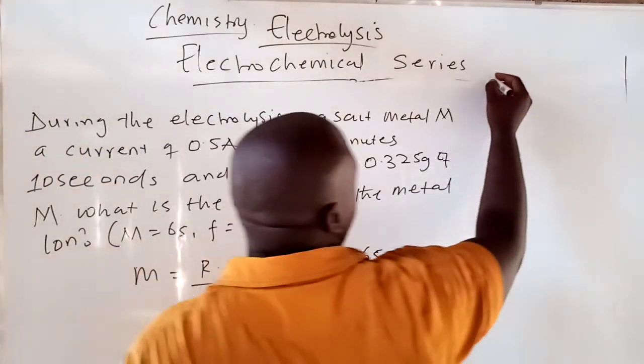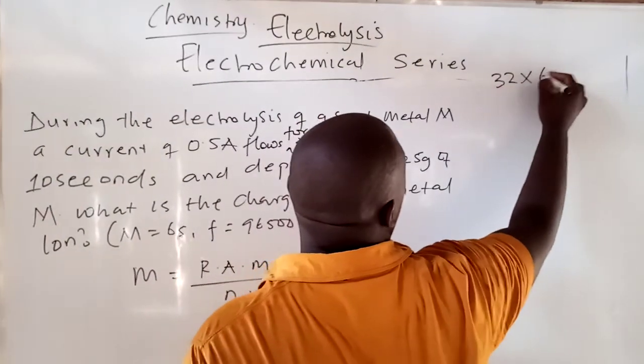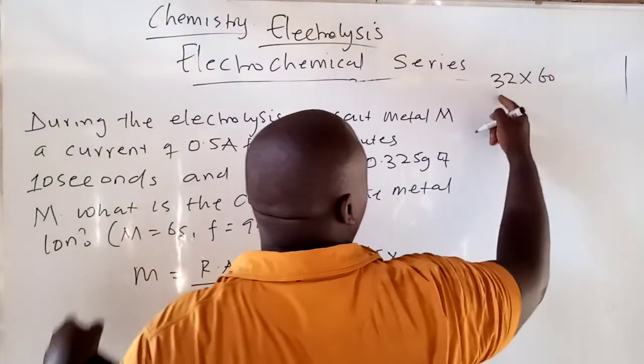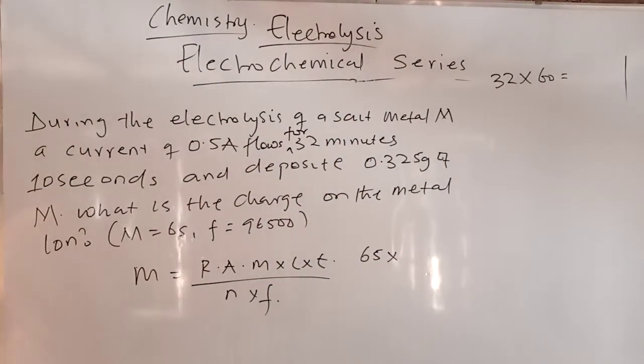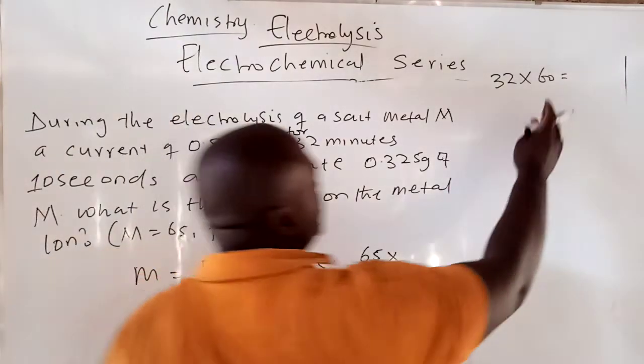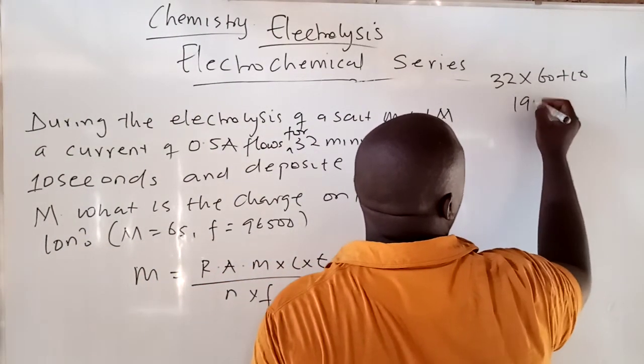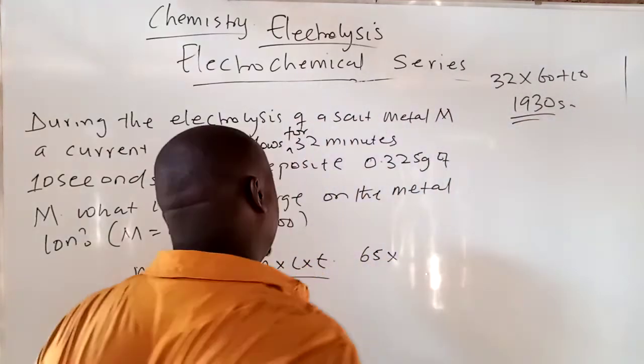So this is 32 minutes. 32 is in minutes, so you times by 60. Whatever answer you get, when you times 32 times 60, you'll get your answer in seconds. And then you add it to the 10 seconds, because the 10 seconds is already in seconds, so we are not converting it. Once you times 32 by 60 and add the 10 seconds, you're going to get a time of 1,930 seconds. And that's how to convert it.